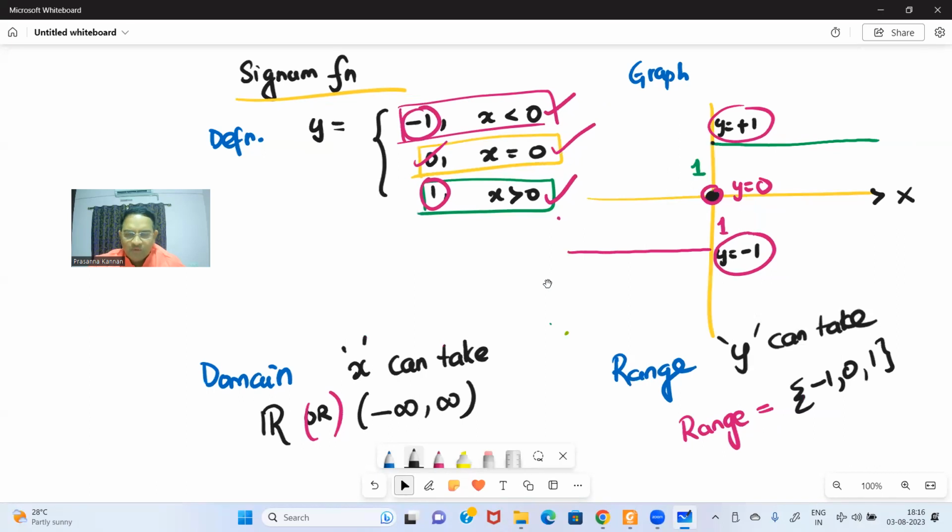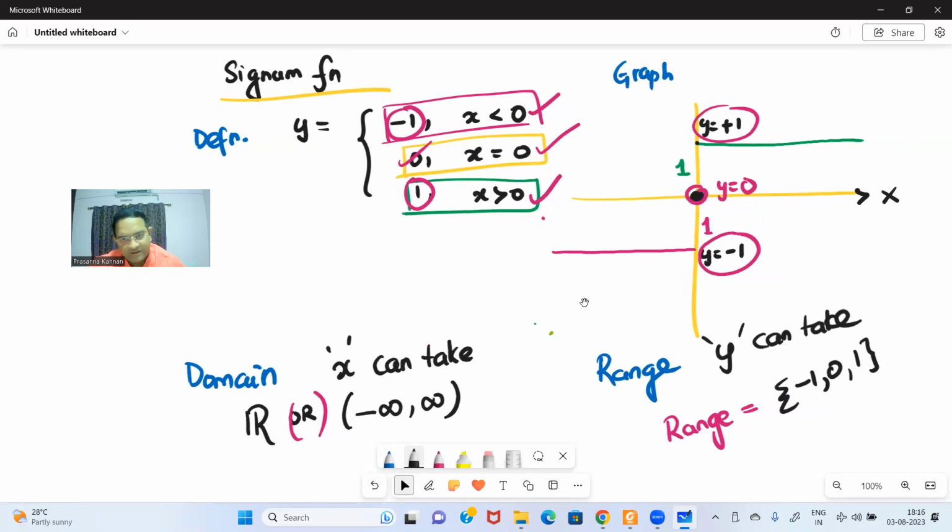Such a simple question where you can score 5 marks. Correct? Clear, not clear? Yes, sir. Okay. Please keep your ears open, guys.